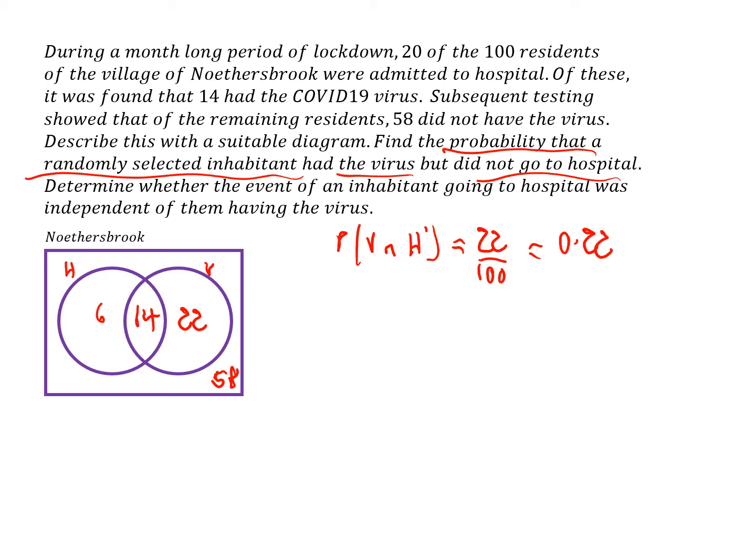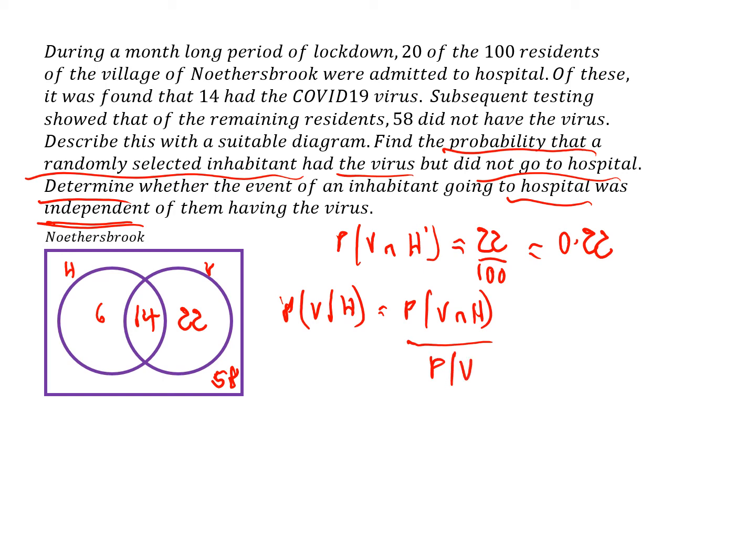Okay, now we need to determine whether the event of an inhabitant going to hospital was independent of them having the virus. So what I'm going to do is to calculate the probability of having the virus given that they went to hospital. And that's the same as the probability of the virus and hospital divided by the probability of the virus. So that's 14 over 100 divided by 36 over 100, which is approximately 0.39.